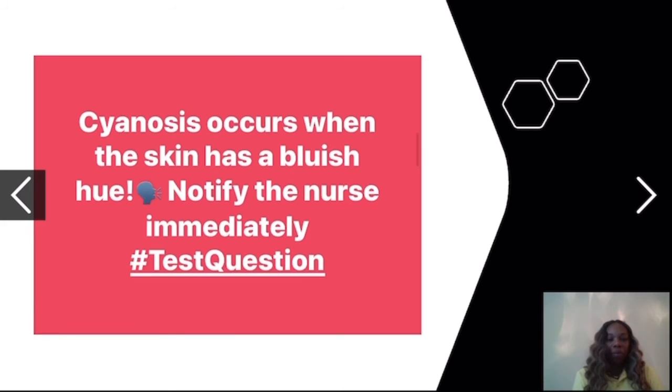Cyanosis occurs when the skin has a bluish hue. You want to notify the nurse immediately if you see cyanosis on your resident in any area of their body.